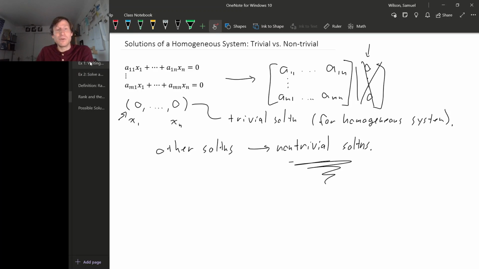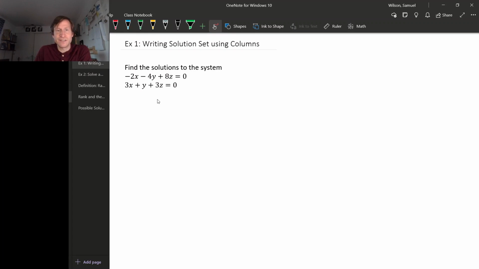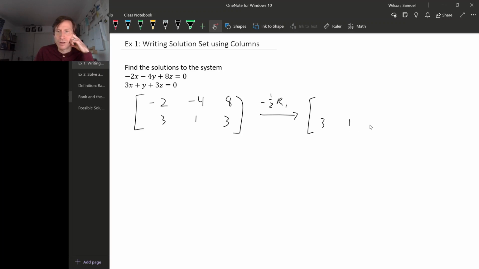All right, so let's look at an example. Let's solve this homogeneous system. Since it is homogeneous, we can just write down its matrix of coefficients, and we don't have to worry about writing down an augmented column. So -2, -4, 8, 3, 1, 3. And then we'll row reduce. We'll start out by multiplying the first row by -1/2, which leaves the second row alone. The first row is now 1, 2, -4. Now we need to use this upper left 1 to get rid of the 3 below it. So we're going to do row 2 minus 3 times row 1.